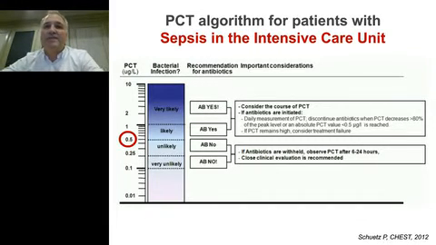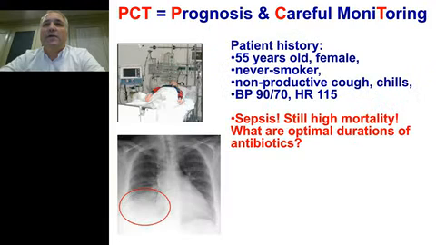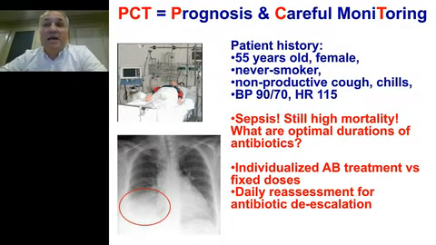So I give you another patient example. So you have a 55-year-old female patient. She's a never smoker. She comes into the ER with a non-productive cough. She has chills. She has low blood pressure, 90/70, and she has an increased heart rate of 115. So I think here we all would say, well, this patient is probably going into sepsis. We know there is still a very high mortality, so we need to really treat this patient right away. But here the important question is then, well, how long do we treat the patient? Do we use individualized treatment duration or just fixed doses?